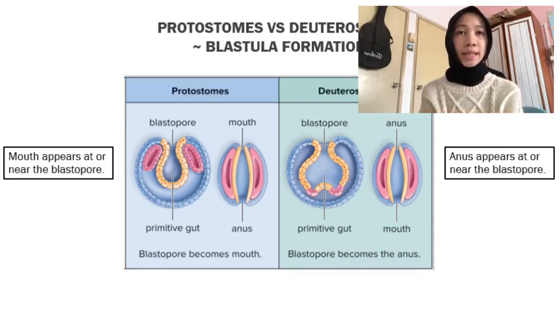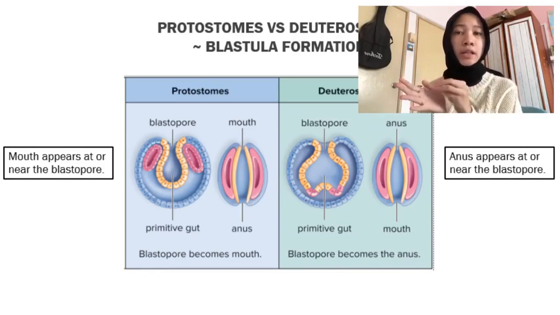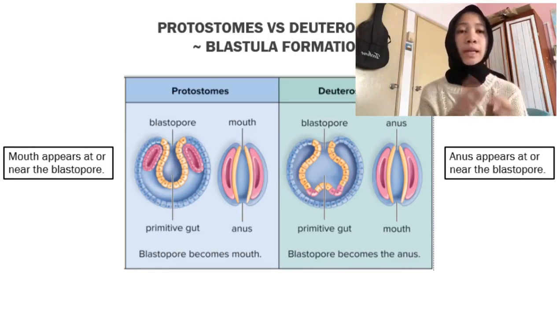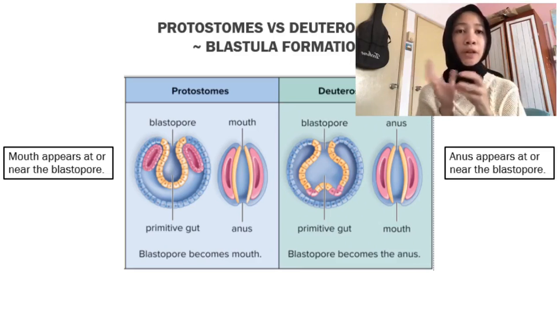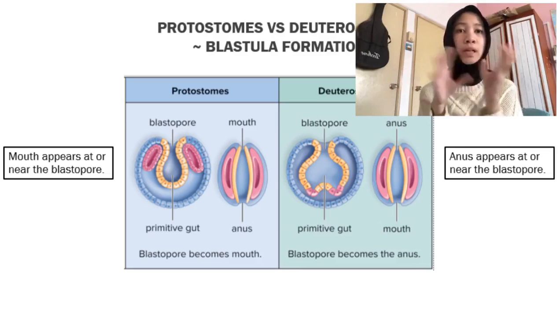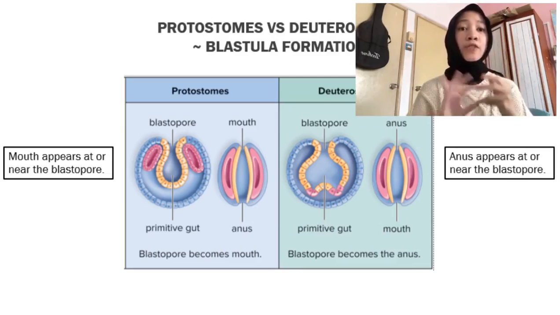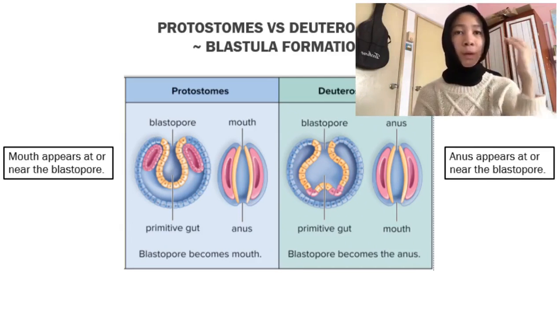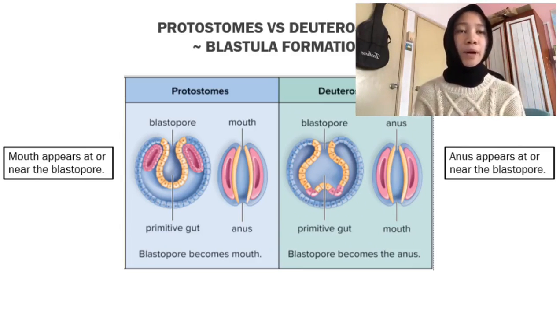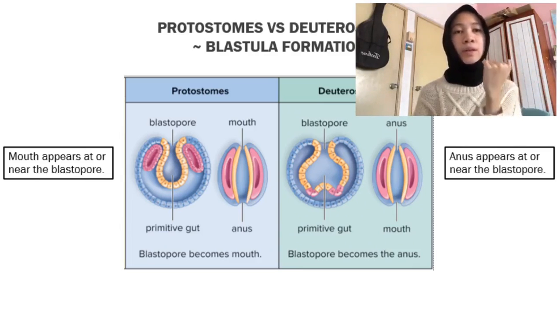The next one is about the blastula formation. So for the protostomes, the mouth appears at or near the blastopore, but for the deuterostomes, the anus appears at or near the blastopore. So the positions of mouth and anus between the protostome and deuterostome are actually inverted, like they are opposite to each other. For the protostomes, the mouth comes first before the anus, but for the deuterostomes, the anus comes first before the mouth.